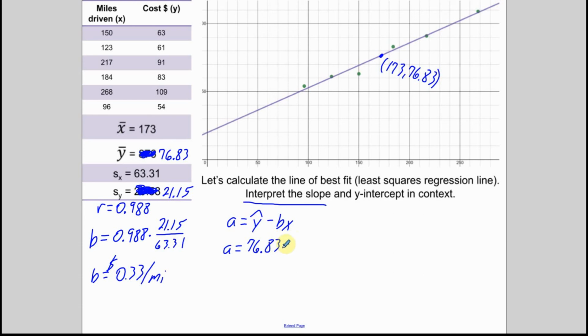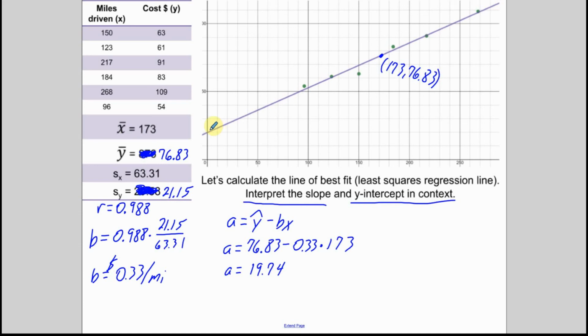minus B, which was about 33 cents. Remember, we're doing some rounding here. And as you work with rounded numbers, the next step will be off just a little bit. And then times x, which is 173. Okay, so I did my calculation for A, and I get A equals 19.74. So again, y-intercept in context.